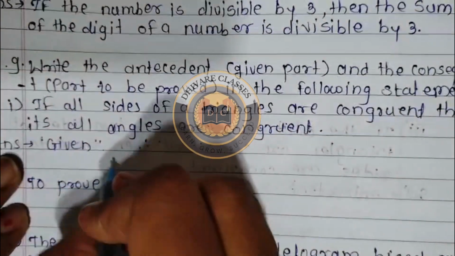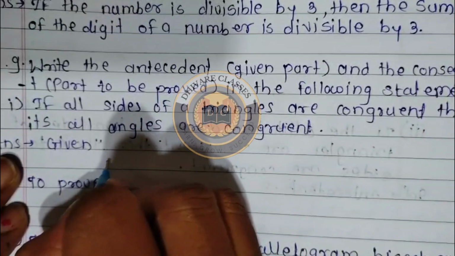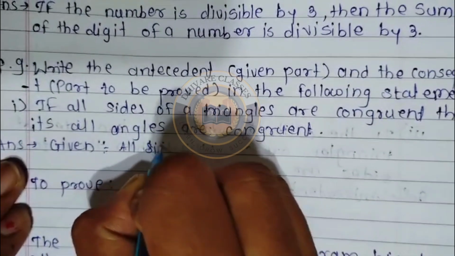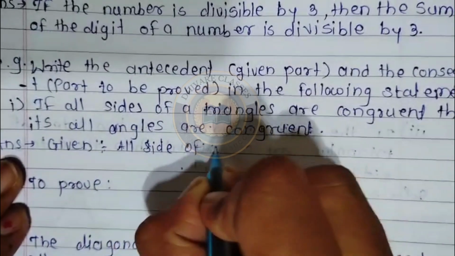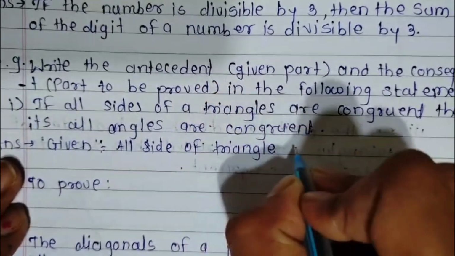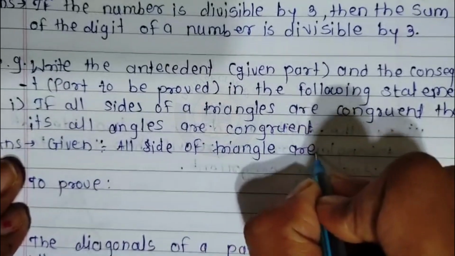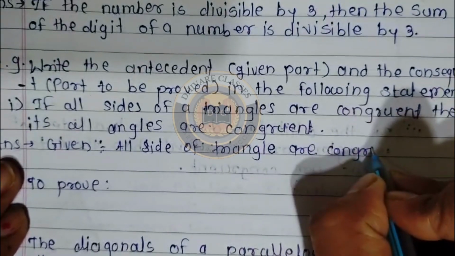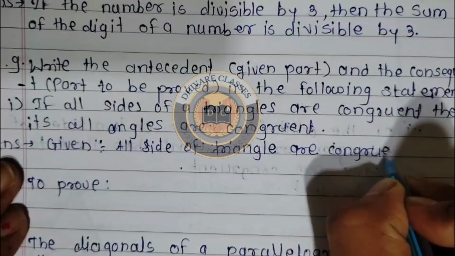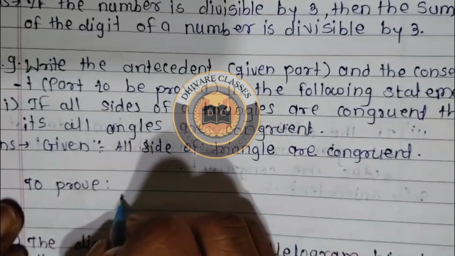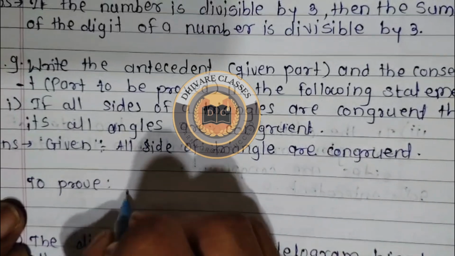Given: all sides of the triangle are congruent. To prove: all angles of the triangle are congruent.